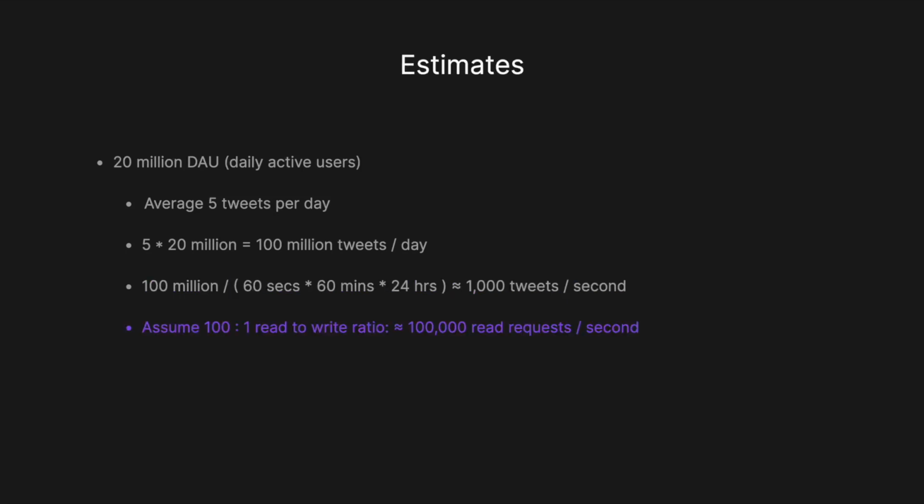Okay, and if we then assume there's a 100-to-1 read-to-write ratio, which is pretty standard for a lot of social media applications, that means we're going to be getting roughly 100,000 read requests per second, which is obviously quite intensive. So again, we've got to design our system to accommodate this high load.